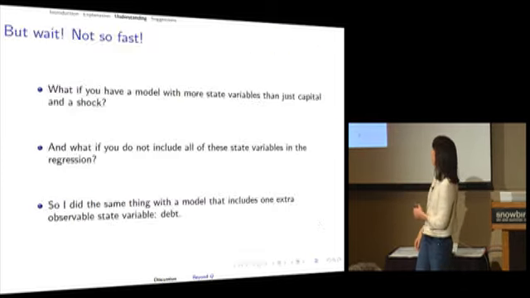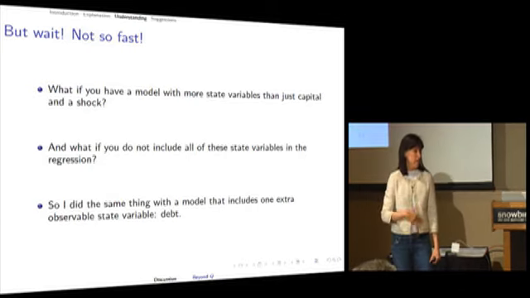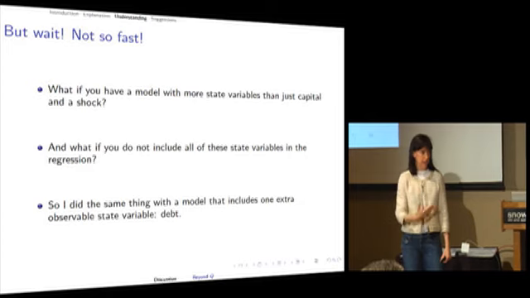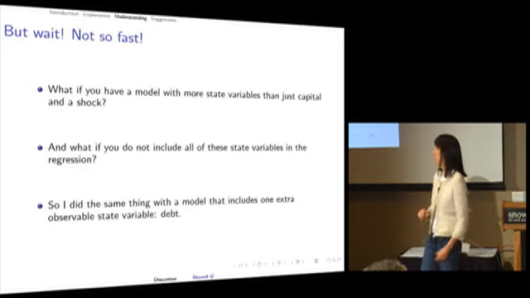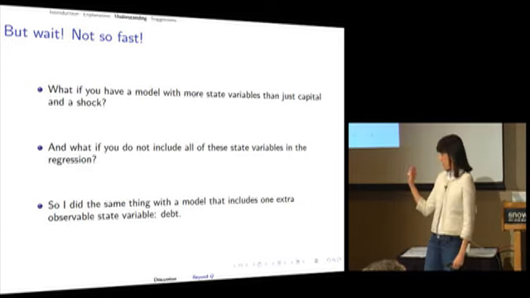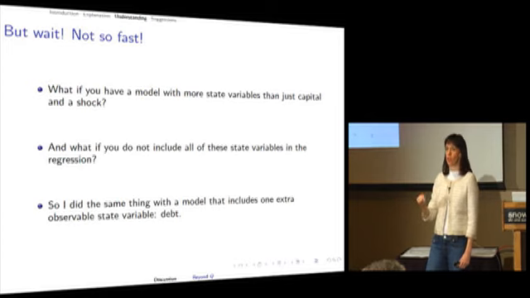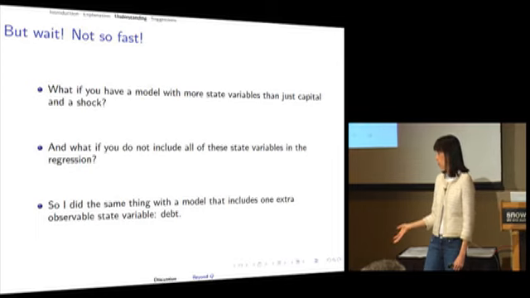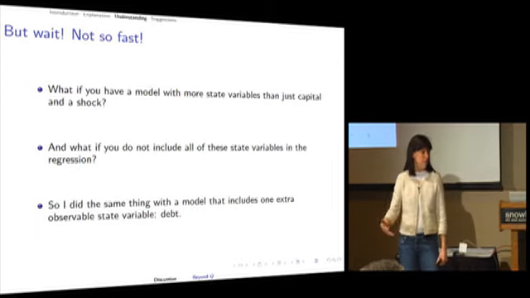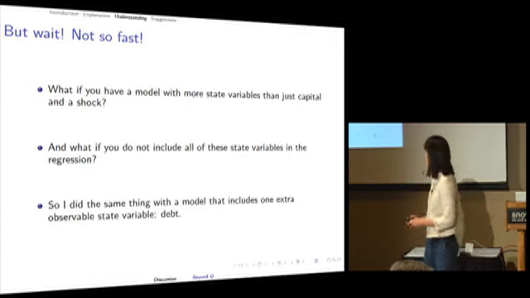But I'm not done. So what if you have a model with more state variables than just capital and this shock to profitability? Then what's going on? And this is the important thing. What if you don't include all of those state variables in the regression? This is very much what's likely to be going on in the real world, right? We don't know what all the state variables are. We're going to put in a subset of them in our regression. And what happens if we don't include all the right ones?